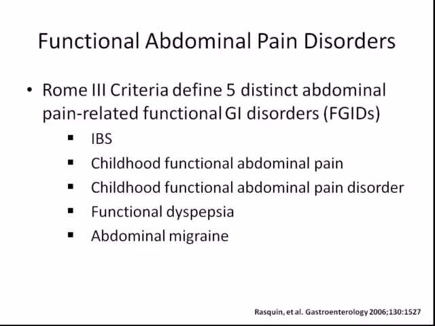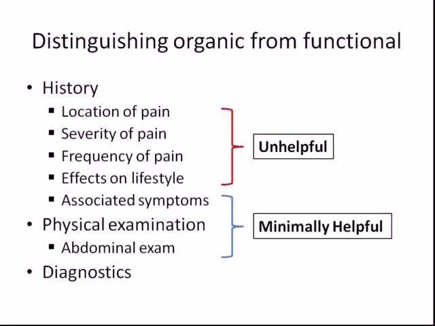And finally, functional abdominal pain disorders, again defined by Rome 3 criteria, help define 5 distinct disorders: IBS, or irritable bowel syndrome, childhood functional abdominal pain, childhood functional abdominal pain syndrome, functional dyspepsia, and abdominal migraine. More on these later.